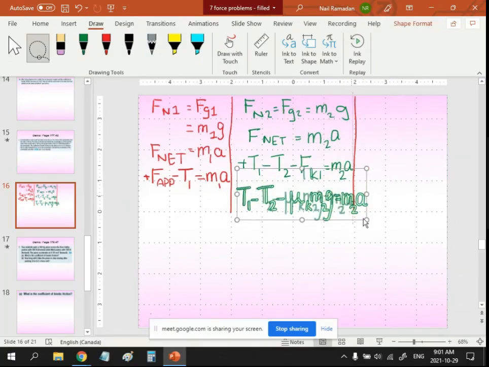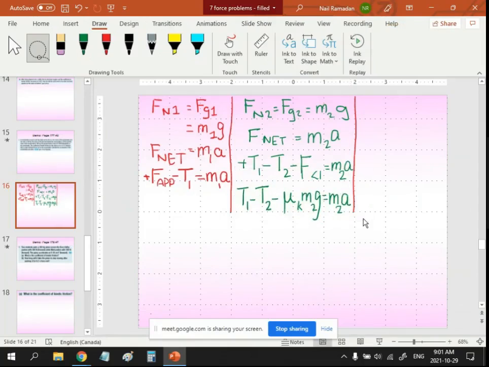One second. Okay, good. How many people agree with this step? How many people agree that this is mu k Fn? But what's Fn? That's why I'm always saying, write all the equations you need on the side, because you know you're going to have to reuse them again. How many FBDs do we have left? One.